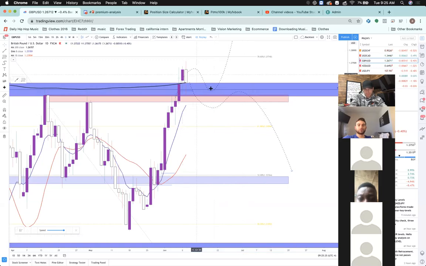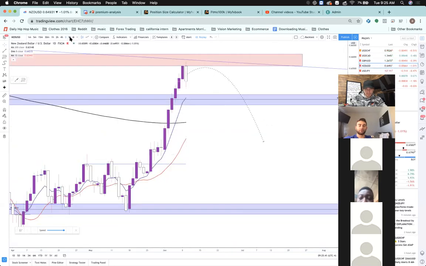So, I do expect some consolidation now. We're going to have to wait on this again. And depending how long that takes, these are pretty much the two scenarios before we get short. Let's go over to NU.